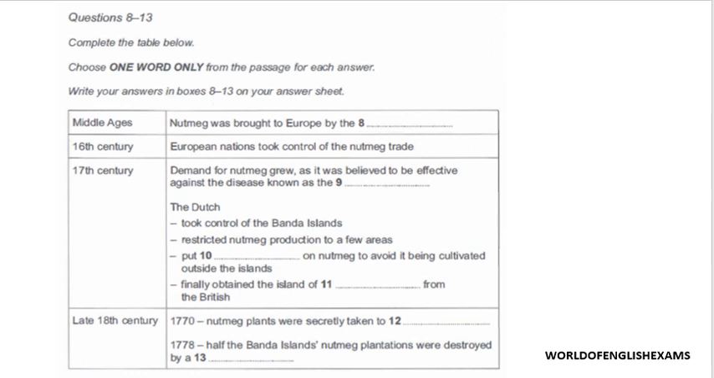Now let's proceed to the 17th century. What happened in the 17th century? Demand for nutmeg grew as it was believed to be effective against a disease known as dash. So it was effective against a disease which is called dash.